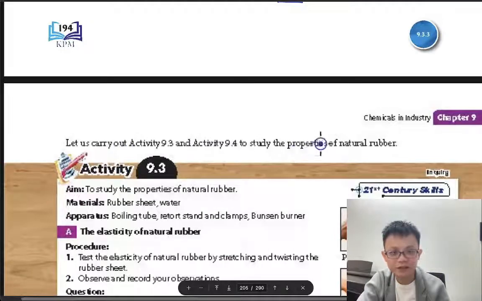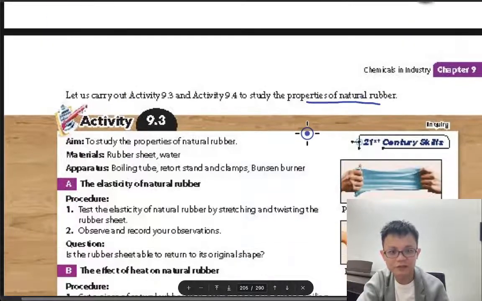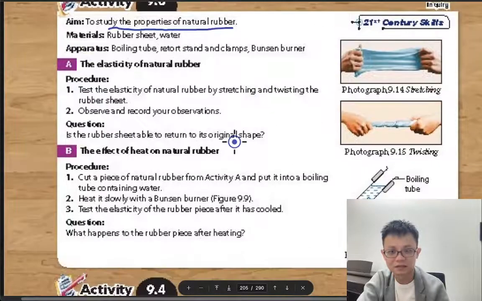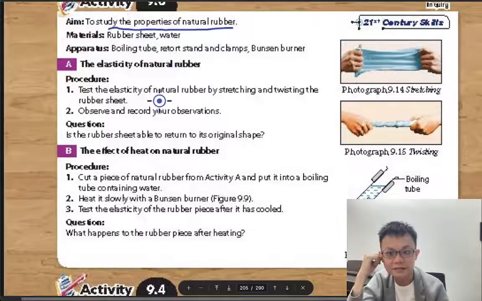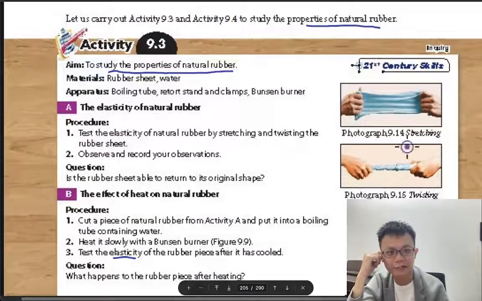Carry out activity, properties of natural rubber. Let's look at the aim: to study the properties of natural rubber. So what is the property that you want to test? They want to test the elasticity. So of course you take and pull the rubber, stretch it, pull it and twist it.